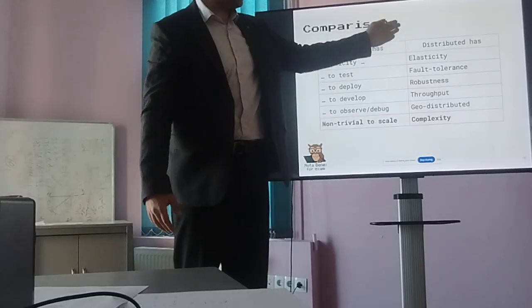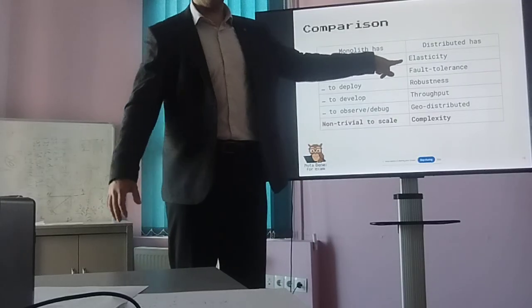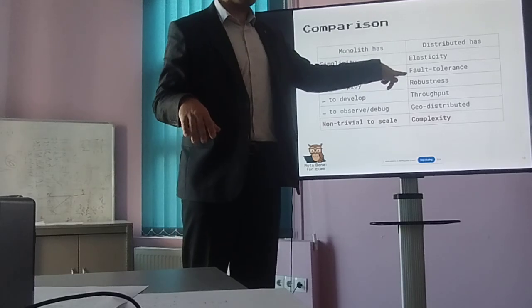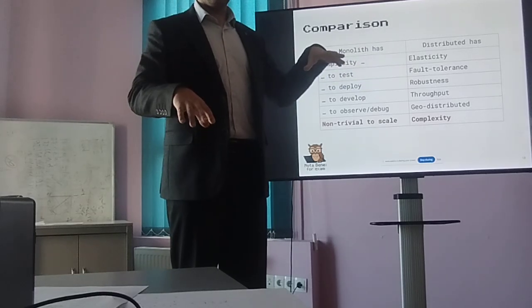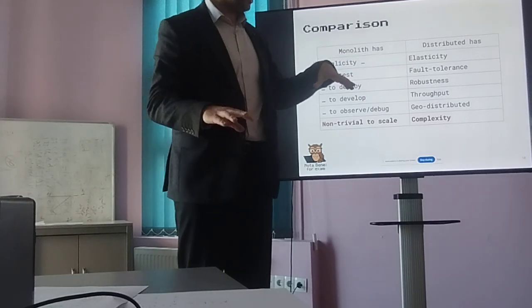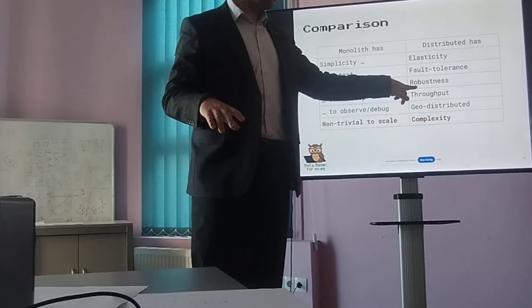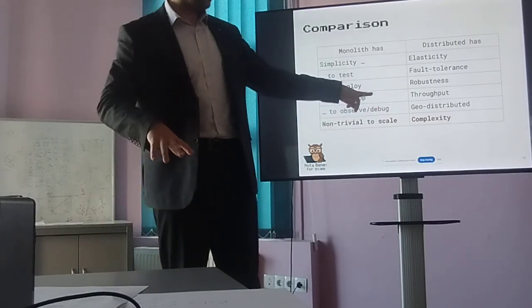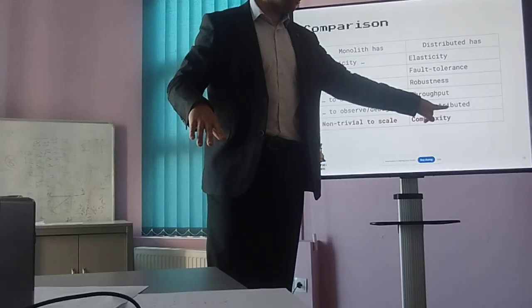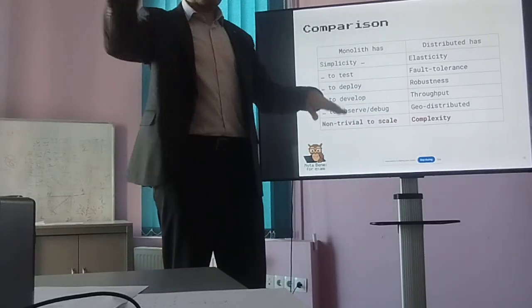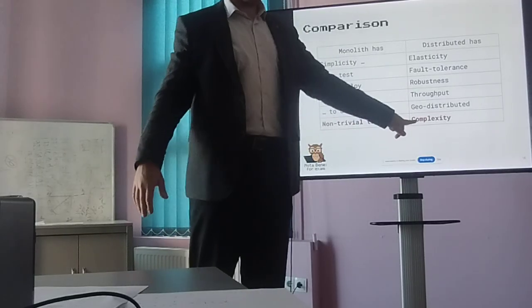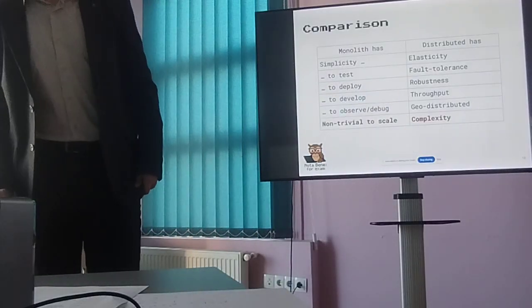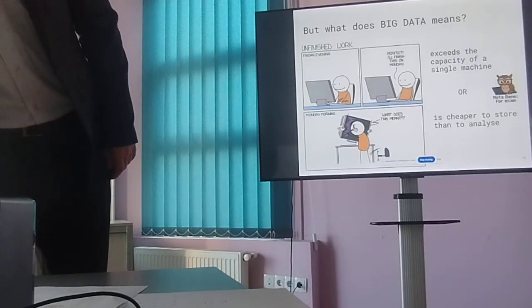Distributed systems have elasticity. We can add or remove nodes freely. Fault tolerance: if something fails, the system stays operational. Robustness, throughput means the performance of the network. Geo-distributed, right? So we can distribute geographically, but it has high complexity. Okay, any questions so far? No, I got it. Okay, let's go ahead.